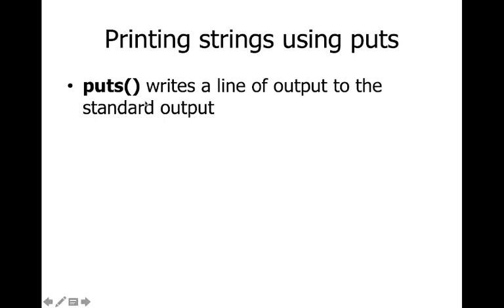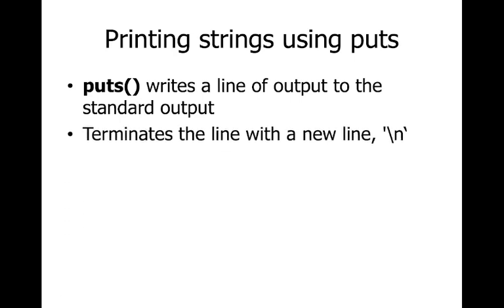Then there is another function to print this string. It is known as the puts function. We can use this puts function to print strings also. So puts writes a line of output to the standard output, and it terminates a line with a new line. So that's the thing to note. If it is printf, it won't go to the new line. When it is puts, it will go to the new line.